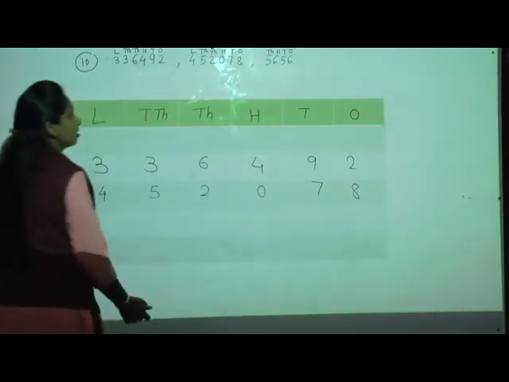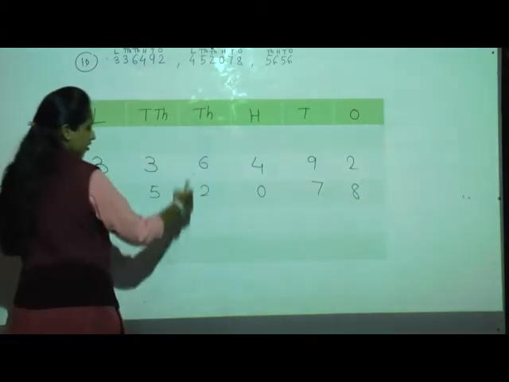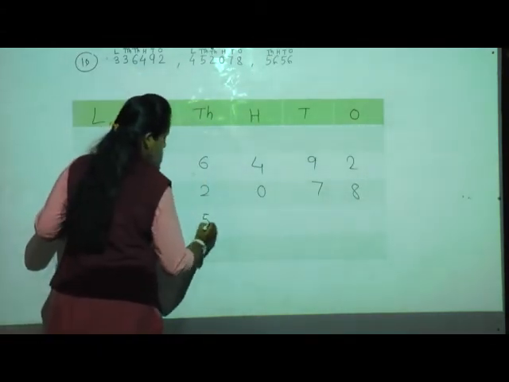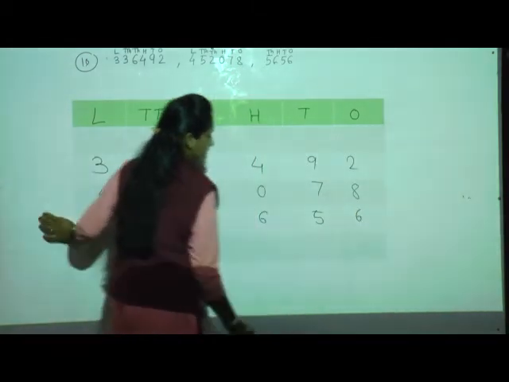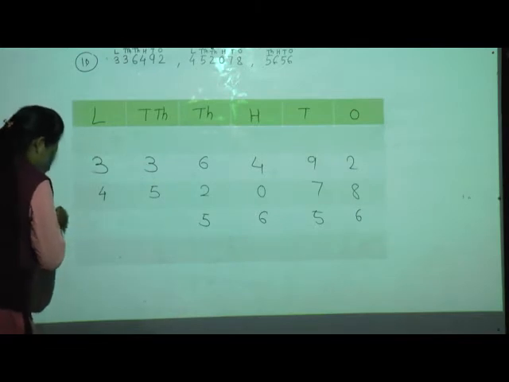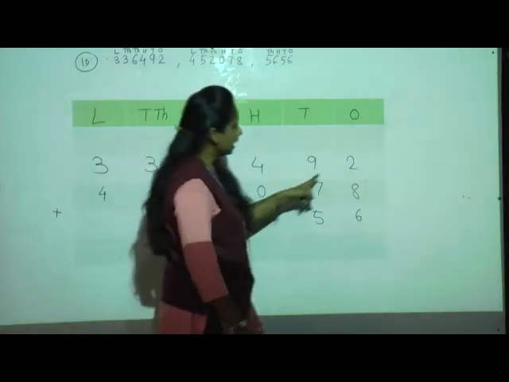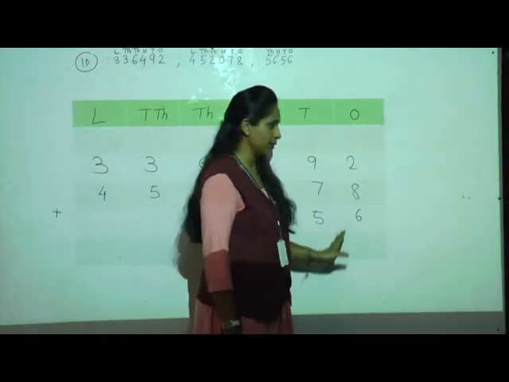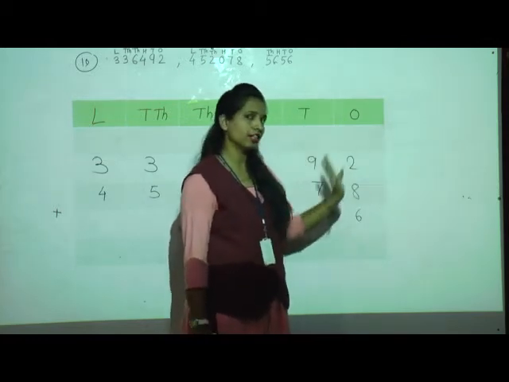And the last is, see, 5 starts from 1,000. Where is 1,000? Here. So you have to write from here. 5, 6, 5, 6. Okay. Give the addition symbol. Don't forget to give the addition symbol. Very important. Now I'll start addition from here only. If you are confused, you can write and do the rough work.